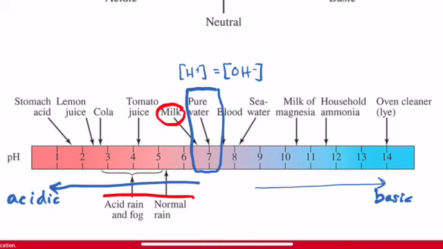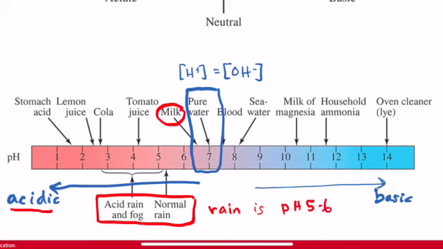And so one thing we can see is that just outside of water, I mentioned milk, but also rain and acid rain. These are both on the acidic side. So rain is naturally acidic, and this is about pH 5 to 6. And that's natural, and so it's not acid rain. Acid rain is even lower pH. It's a pH less than 5, and that's because there's more hydrogen ions.